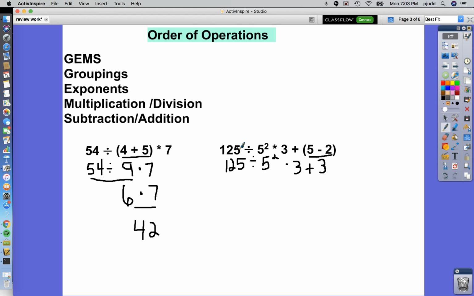Well, I do have exponents. 5 to the second power is 25. Remember, 5 to the second power is 5 times 5. I'm going to bring down the 125 times 3 plus 3.